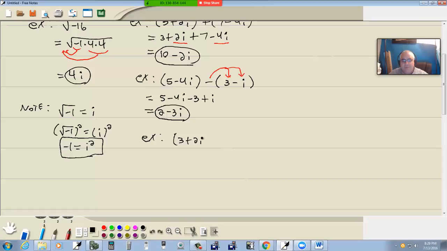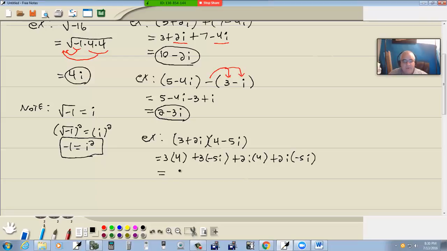So if I got 3 plus 2i times 4 minus 5i, you would treat these just like variables, so we'd FOIL. So we're going to take 3 times 4, the first. We'll take 3 times -5i, the outer. We'll take 2i times 4, the inner. We'll take 2i times -5i, the last.